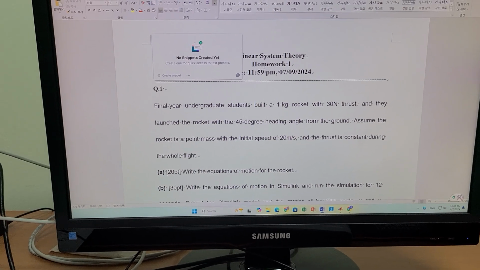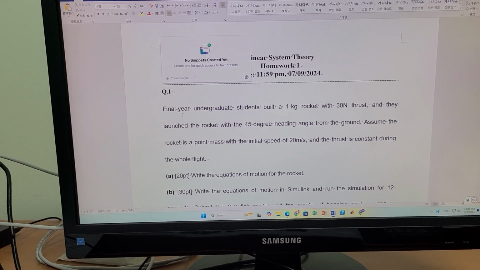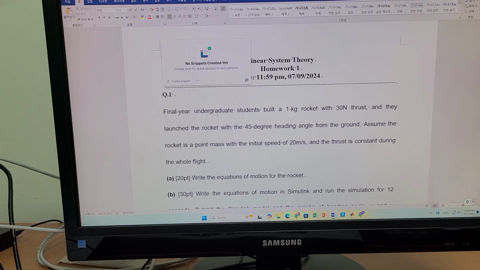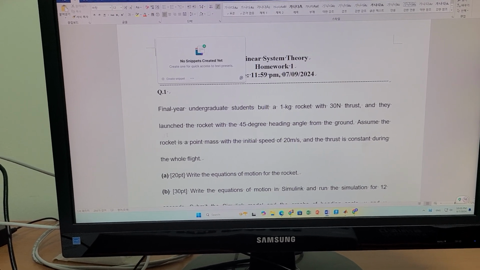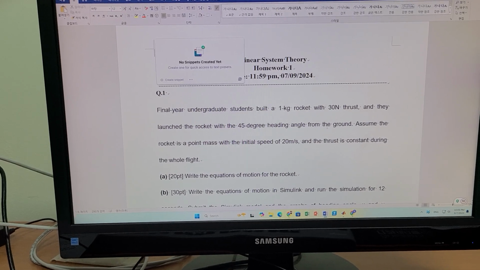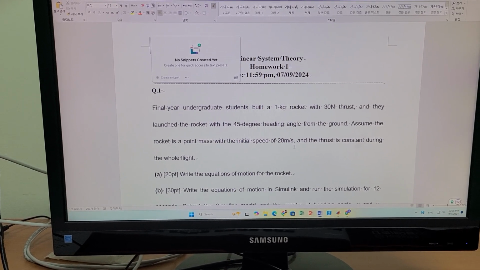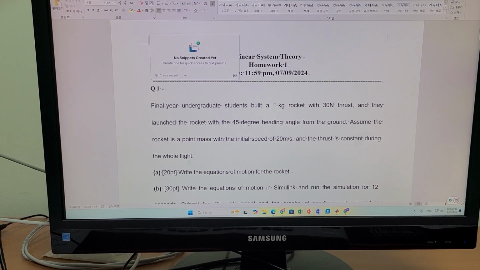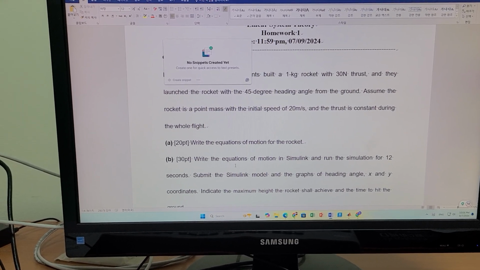Welcome. This is Linear System Theory, homework 1. We have a question. A final year undergrad student built a 1 kilogram rocket with 30 Newton thrust and launched the rocket with a 45-degree heading angle from the ground. Assume the rocket is a point mass with an initial speed of 20 meters per second and the thrust is constant during the whole flight. Write the equation of motion for the rocket.